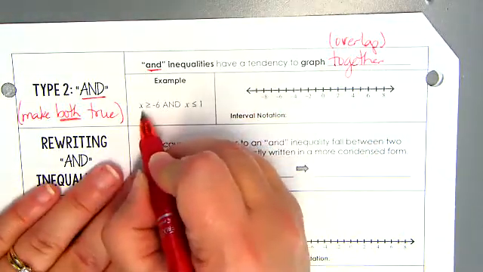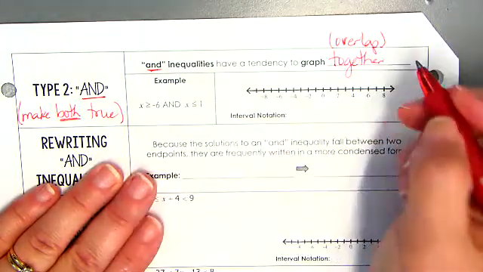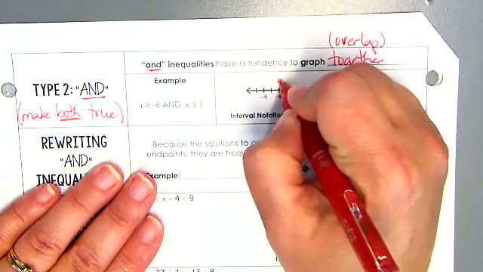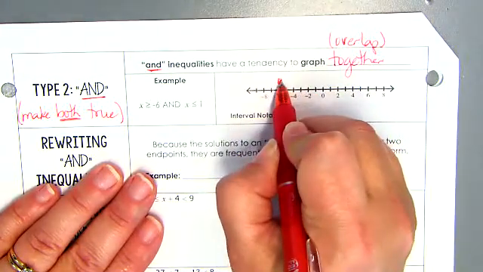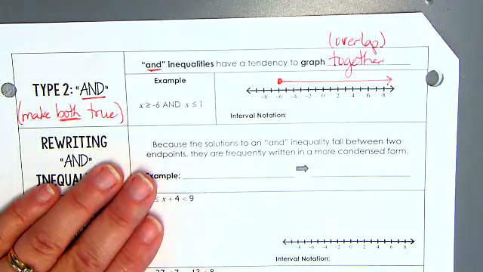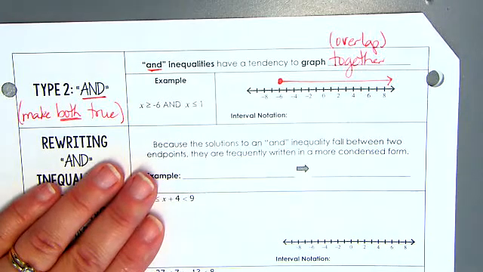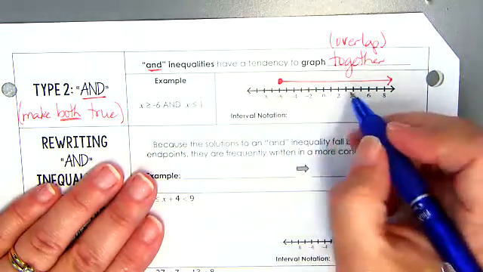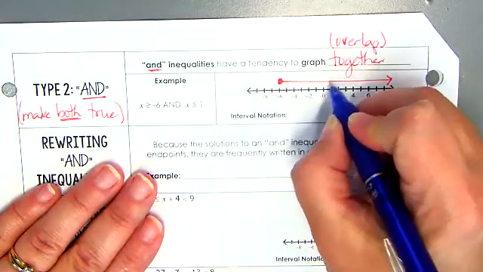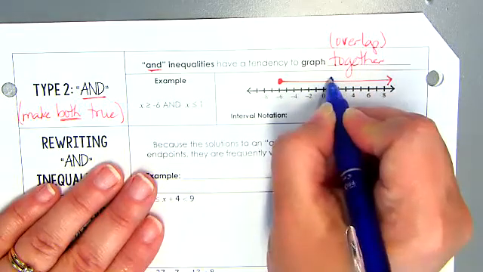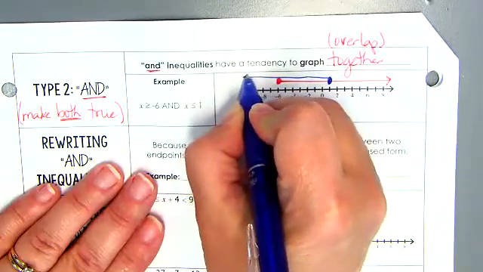So if I'm looking at this problem here, x is greater than or equal to -6. Okay, so -6, it's going to be equal to, so it's going to be a filled in circle. So I'm going to be going in this direction here. The reason why I'm drawing it all the way, you'll see in just a moment. Okay. Next one, x is less than or equal to 1. It's a filled in dot on 1. And it's going in this direction.